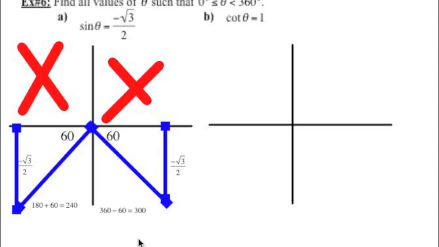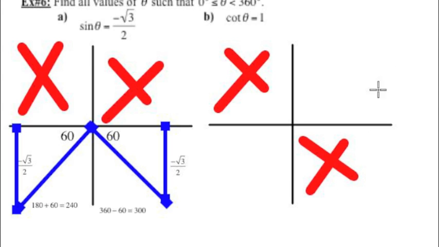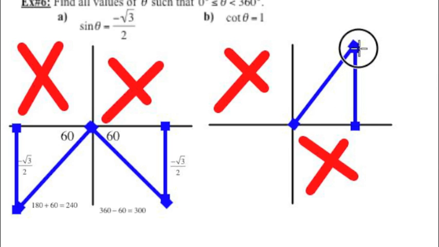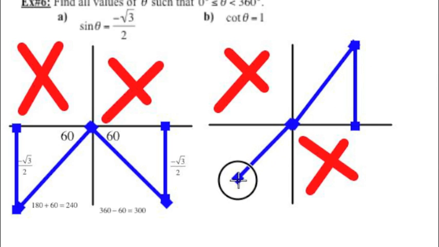B takes a little more reasoning too, but I can start with the same principle. Cotangent 1. That's the same as saying tangent is 1 because the reciprocal of 1 is 1. Where is the tangent positive? Well, the tangent is positive in quadrants 1 and 3. So because of this, I can rule out quadrant 2 because tangent is negative and quadrant 4 because tangent is negative. So my two possible answers must be residing in quadrant 1 or in quadrant 3.